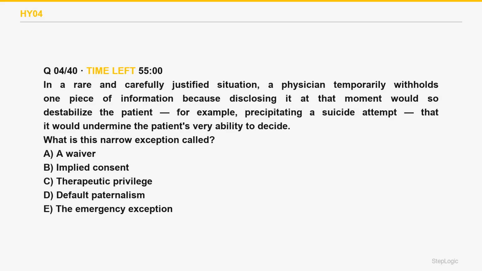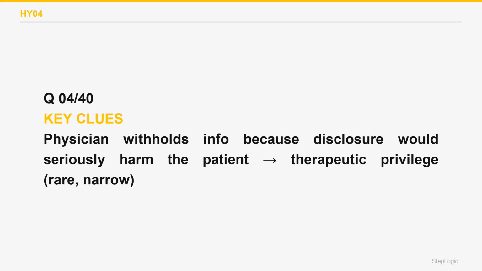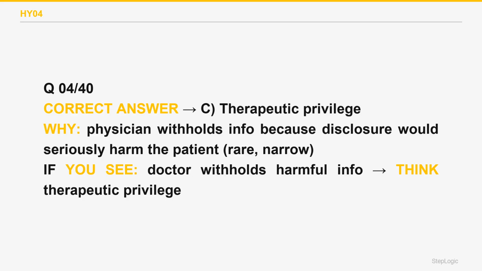That is therapeutic privilege. Therapeutic privilege is a rare, narrow exception in which a physician withholds information because disclosing it would cause serious, direct harm to the patient, harm severe enough to undermine their decision-making. It is controversial and used cautiously, never merely to avoid an uncomfortable conversation or to steer a choice. The correct answer is C.